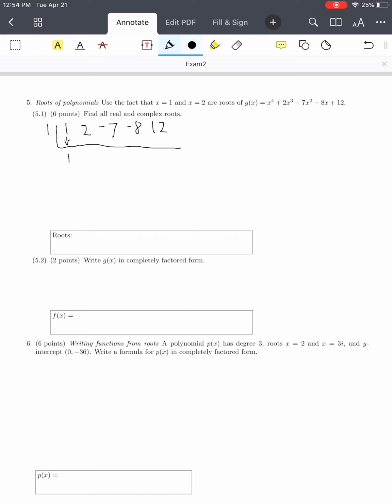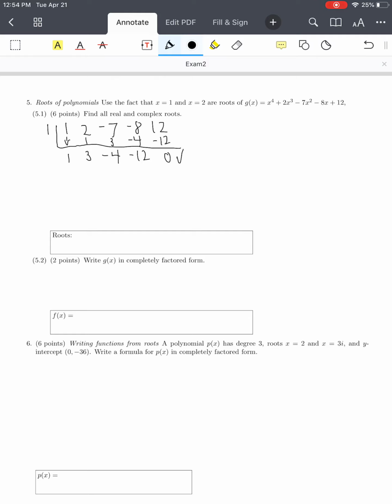First number drops down to 1. 1 times 1 is 1. Plus 2 is 3. So times 1 is 3. Minus 7 is -4. Times 1 is -4. Plus -8 is -12. Times 1 is -12. -12 plus 12 is 0. We like getting the 0.